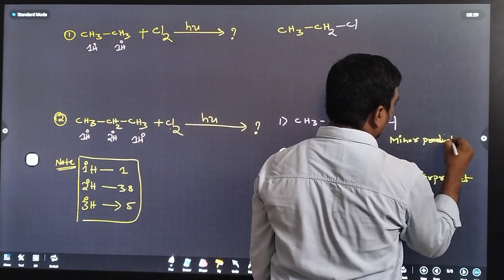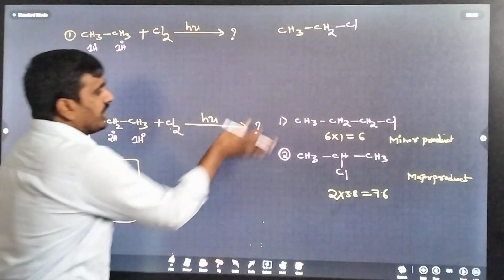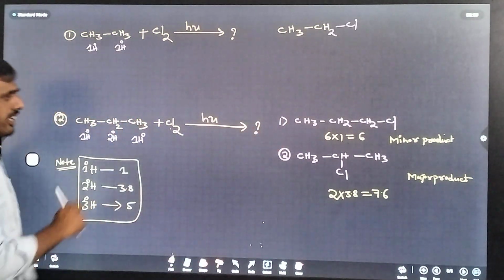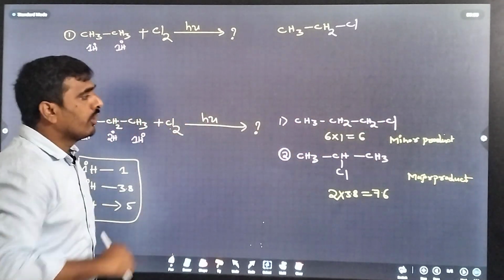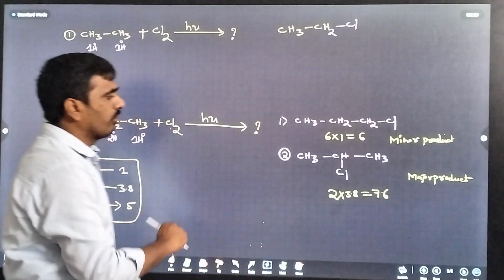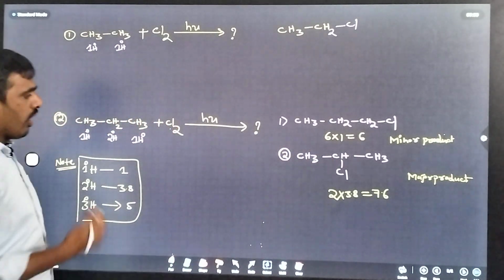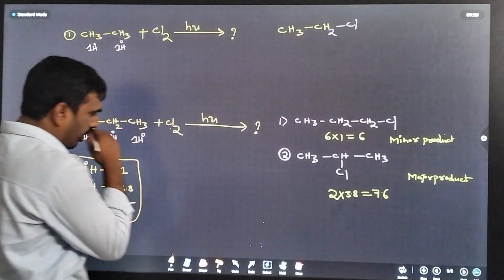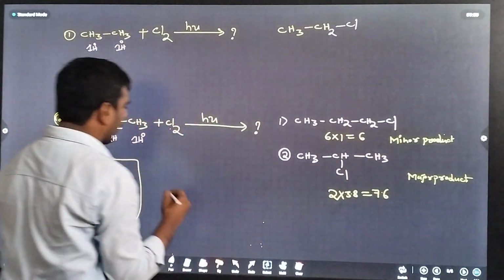So minor product. Okay, minor product. So the examiner is asking what percentage is 1-chloropropane and how much percentage is 2-chloropropane. So how to calculate the percentage? Okay, how to calculate the percentage? So the percentage of this 1-chloropropane.